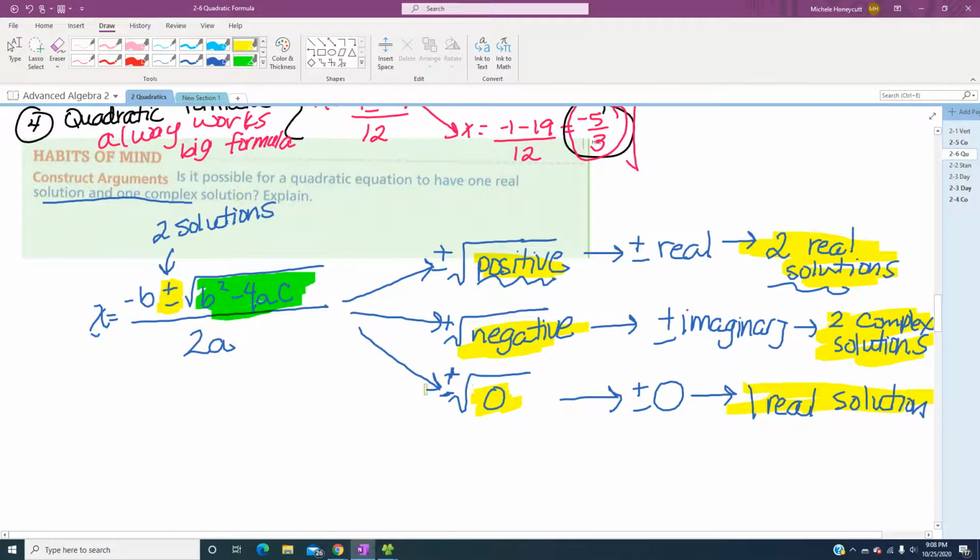Now, who's tired of thinking about or saying over and over the number under the square root? Well, the number under the square root actually has a name. It's called the discriminant. It's called the discriminant.